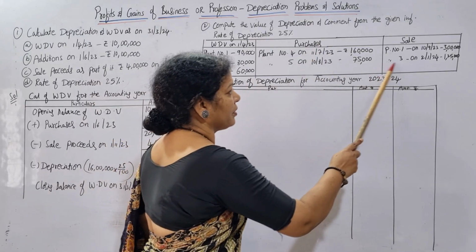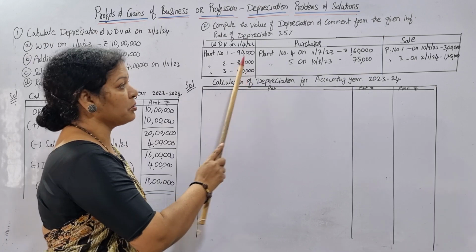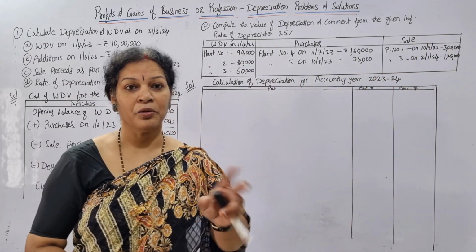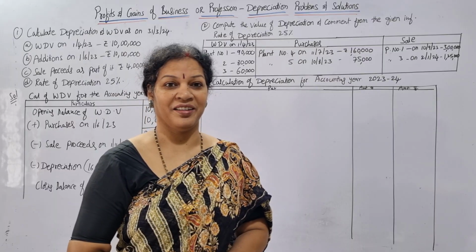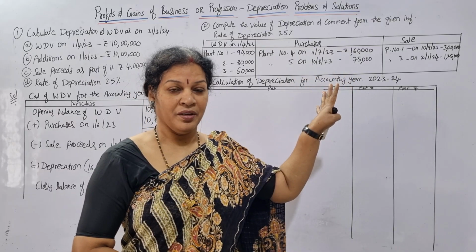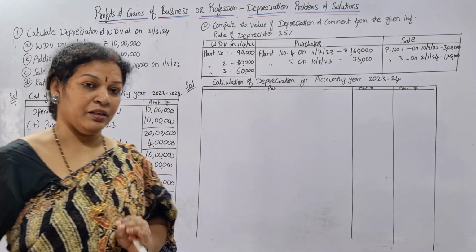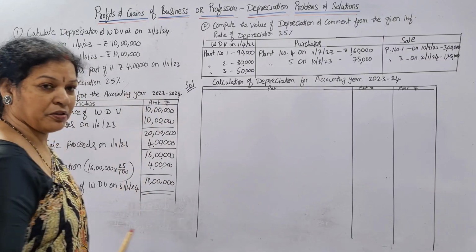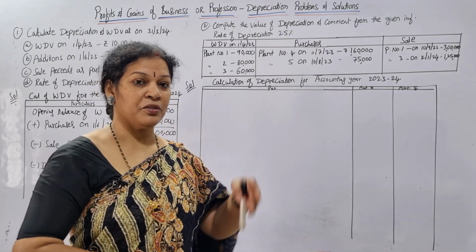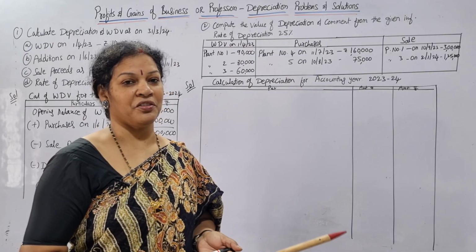When we are selling, we are getting 2 lakh 10,000. Now another plant, plant number 3, this one. Actual value is 60,000. We are selling for 1,25,000. Here also we have profit. This is only to understand the problem. Now what we need to calculate? Calculate the depreciation. For calculation of depreciation, same format. We'll take opening balance of WDV, add purchases minus sales. On that we are going to calculate the depreciation.